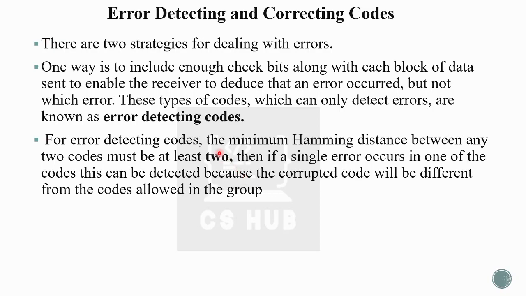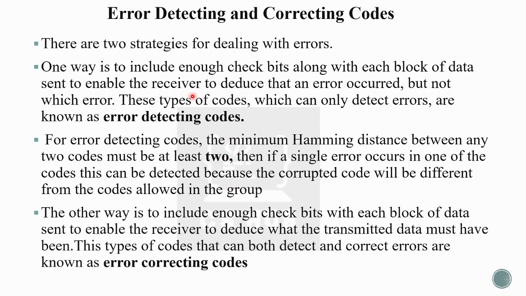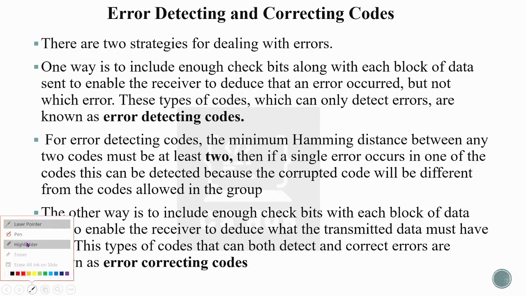In our group, our Hamming distance must be at least 2, but if a single bit changes, then this strategy will detect it. So this is the case of error detecting codes. The second strategy is to include enough check bits with each block of data sent to enable the receiver to deduce what the transmitted data must have been.